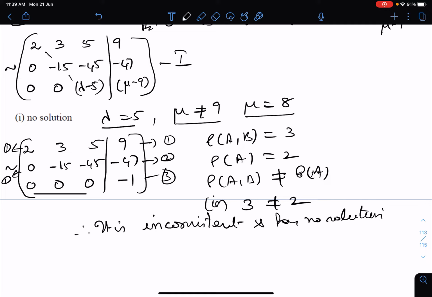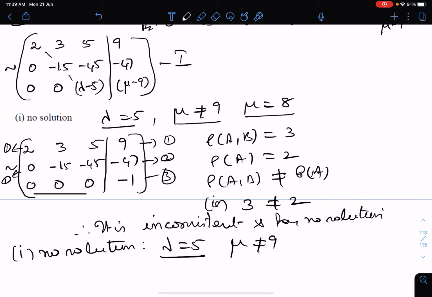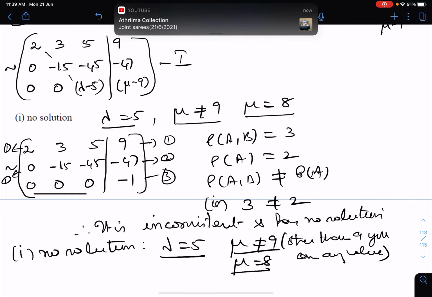So what are the values we are taking for no solution? Lambda equal to 5 and mu not equal to 9. You can take any value other than 9. Here we have taken mu equal to 8. Okay, so this is going to be for the case 1.